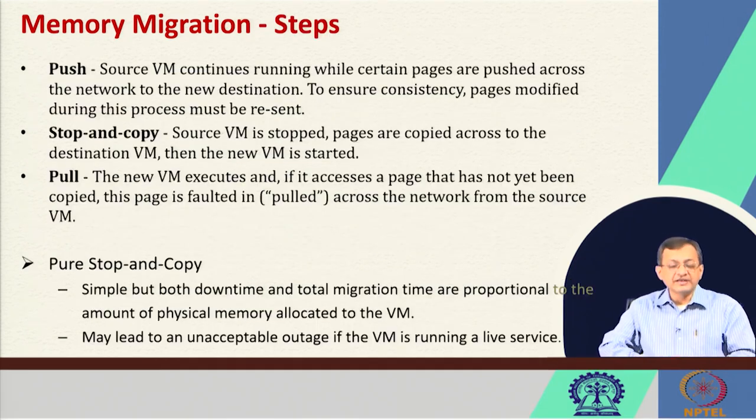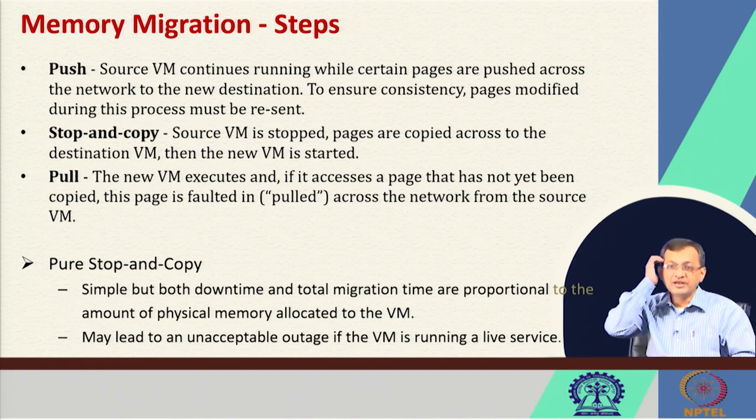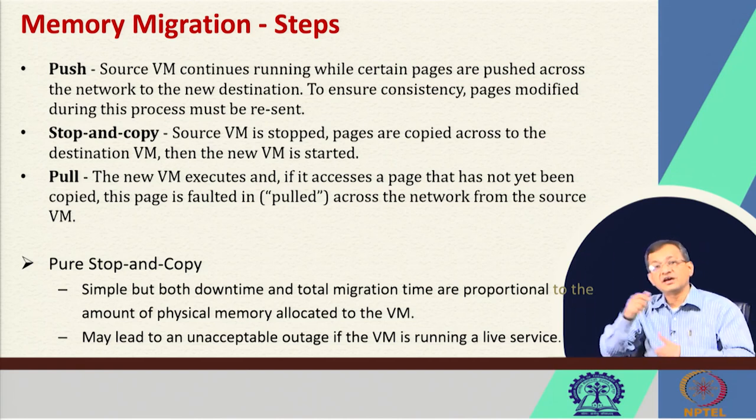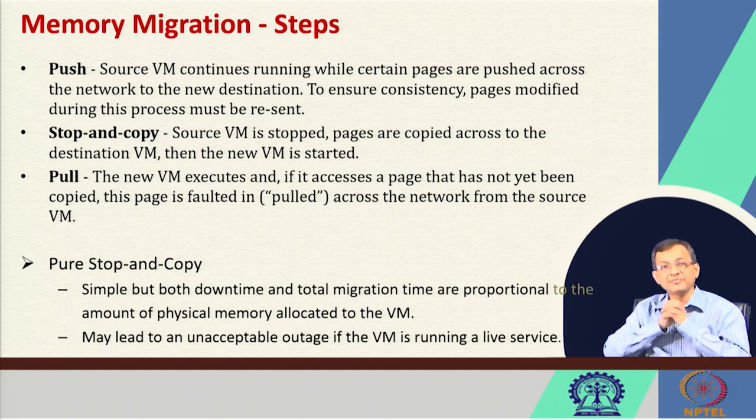So, if we look at the memory migration steps, one is push: the source VM continues running while certain pages are pushed across the network to the new destination, right. To ensure consistency, pages modified during the process are resent. So what will happen? The source VM is running, and along with that the memory pages are pushed to the destination. Whatever is getting modified or dirtied has to be retransmitted, right. Then stop and copy: the source VM is stopped, pages are copied across to the destination VM, then the new VM starts, right.